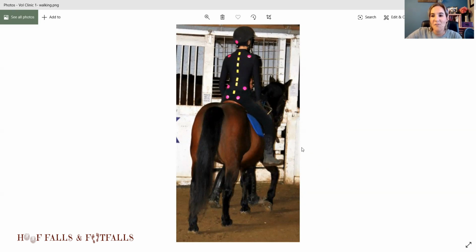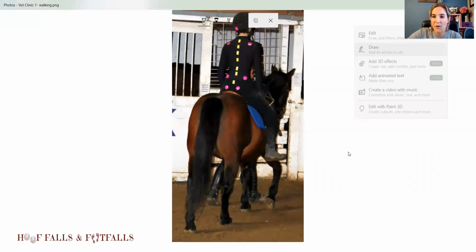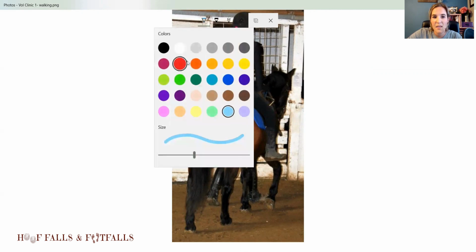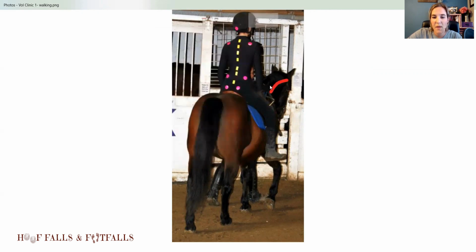So this is our first photo that we are going to be looking at. This is a photo showing the rider just walking on a horse. I'm going to get my little draw tool out here. So as you can see, this rider right here is riding without stirrups. So the stirrups are crossed in front of the saddle. So they are walking, feet are hanging nice and loose.